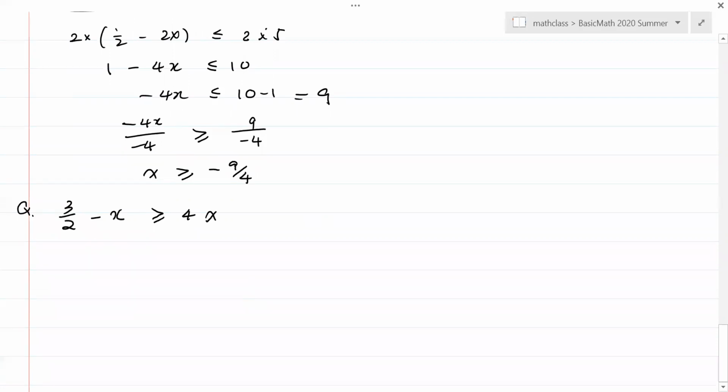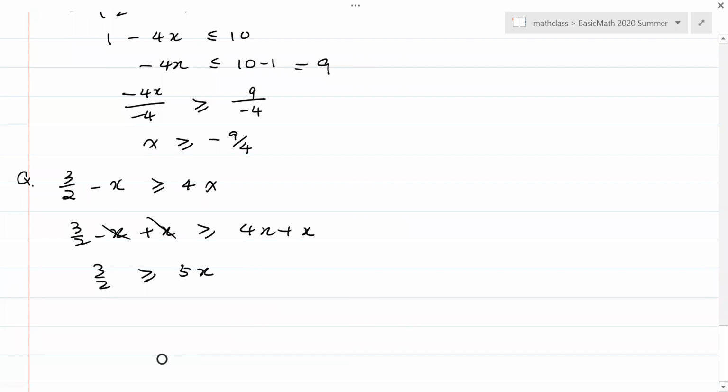You can put x on the right-hand side if you don't want to multiply by a negative number. So what you do is you add x to both sides, right? When you add x to both sides, this x is gone. So it looks like you move negative x to the right-hand side and change the sign. Negative x becomes positive x, right? Yeah. So 3 over 2 is greater than or equal to 5x.